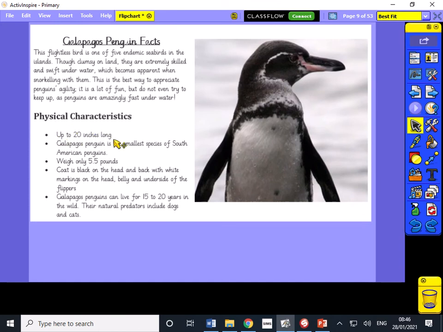So it's up to 20 inches long. The Galapagos penguin is the smallest species of South American penguin. Not world, just South American. It weighs 5.5 pounds. Its coat is black on the head and back with white markings on the head, belly and undersides of the flippers. And they can live for 15 to 20 years in the wild, with the natural predators including dogs and cats. That should also say sharks and seals in the water as well.